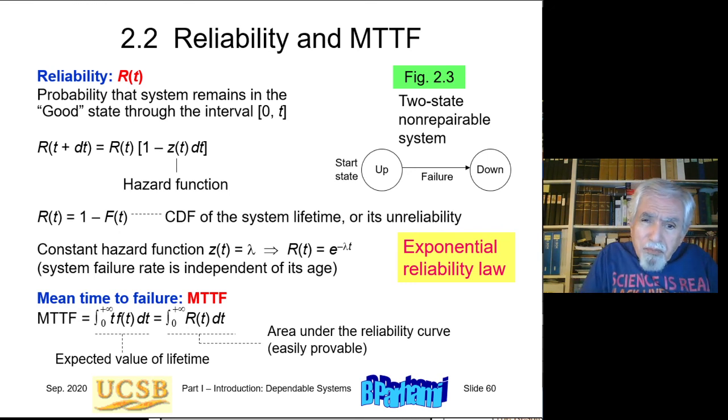Okay, so for example, for this exponential reliability function, mean time to failure is 1 over lambda, which makes sense because if I say this system has a lambda of 10 to the minus 4, meaning there are on average 10 to the minus 4 failures per unit time, that means that the mean time to failure will be 10 to the 4, the inverse of that. So for the exponential reliability law, mean time to failure is easily obtained. It's just the inverse of lambda.